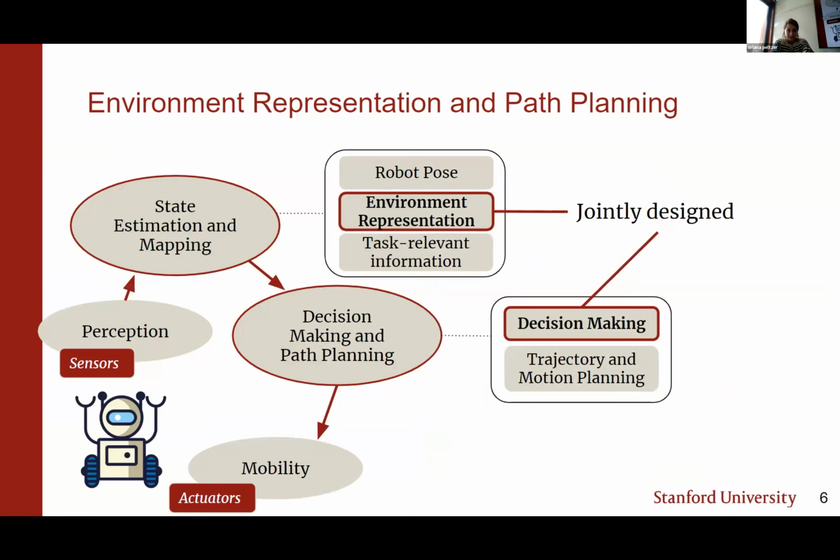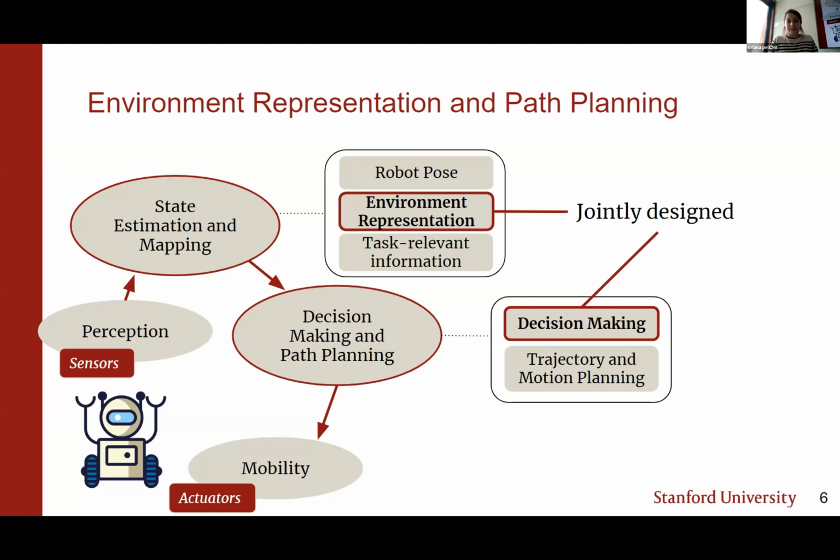By environment representation, we refer to a structure that represents as much of the world as possible and all of the task relevant information as possible. So it's a representation of the world that the robot builds. The path planning algorithm comes into the decision-making part of this work, which takes in this environment representation and returns, in our case, paths that satisfy a mission objective.